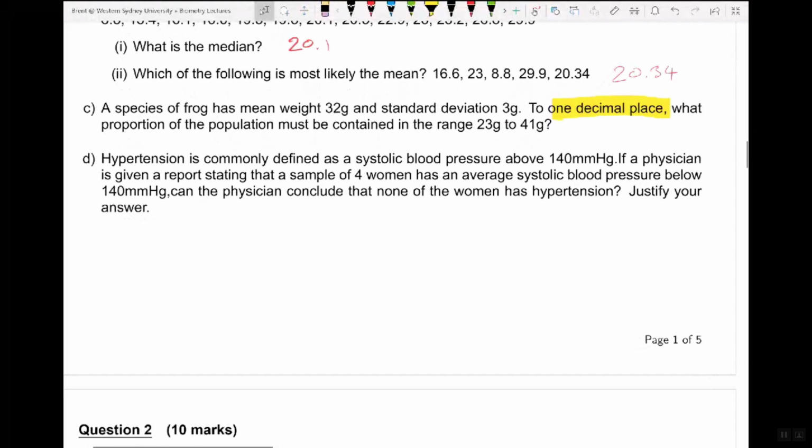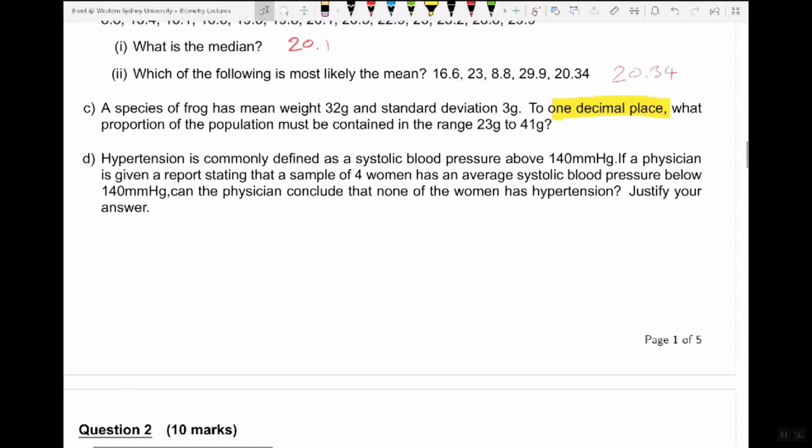Hypertension is commonly defined as a systolic blood pressure above 140 millimeters of mercury. If a physician is given a report stating that a sample of 4 women has an average systolic blood pressure below 140 millimeters of mercury, can the physician conclude that none of the women has hypertension? The answer is no. The idea they're trying to get across is that just because the mean value is within the correct range, it doesn't mean that all the sample values are within the correct range.